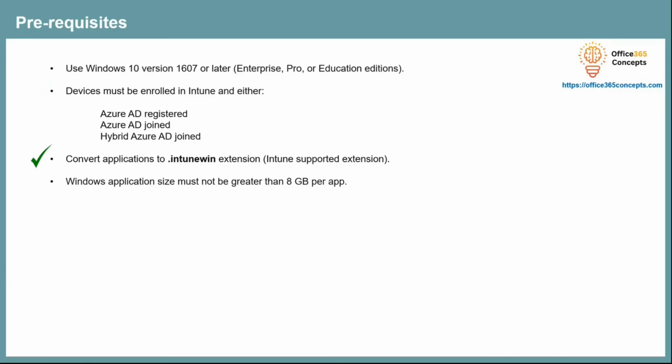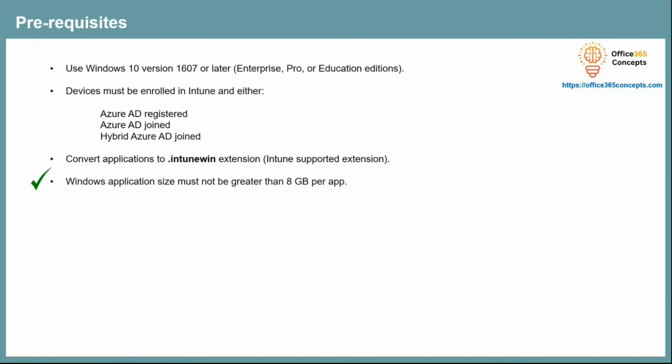The next prerequisite is you need to convert the application to .intunewin extension. Now, what is .intunewin extension? If you want to deploy an application using Win32 app deployment, you need to convert the installation file to .intunewin extension first. You cannot directly add an .exe file to Microsoft Intune, or an application that has multiple supported files. Because Microsoft Intune does not support these file types, you need to first convert the .exe file to a Microsoft Intune supported extension, that is .intunewin extension. I'll show you this practically as well and things will be more clear.